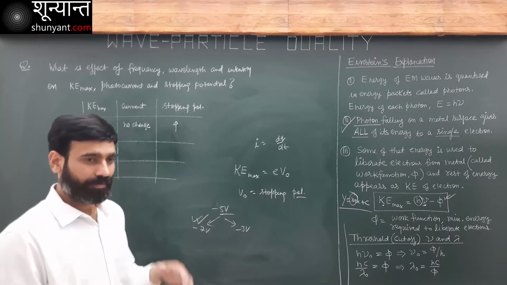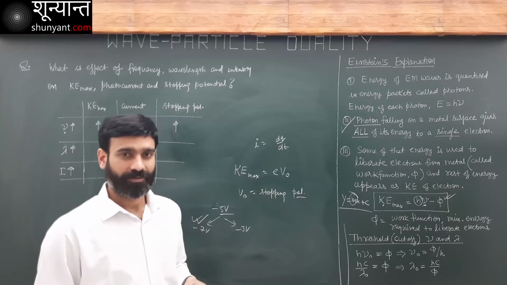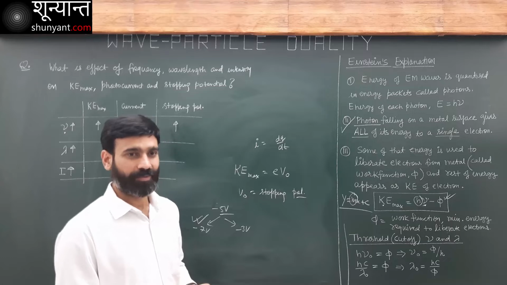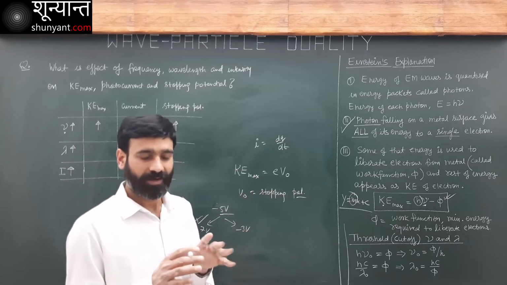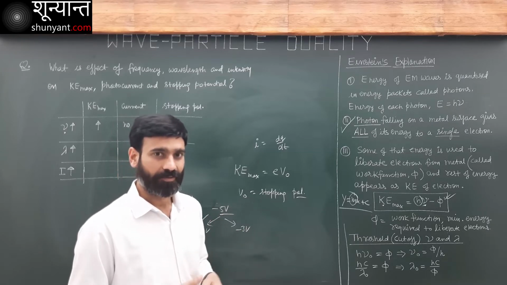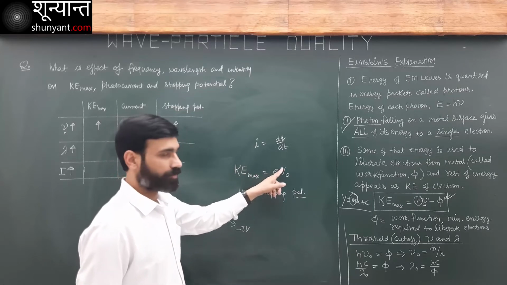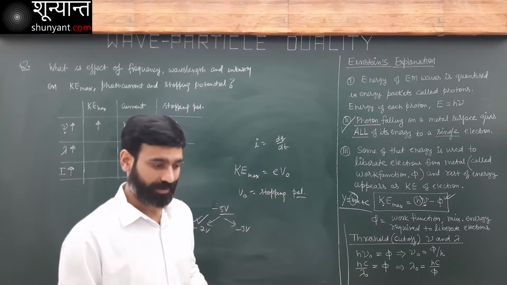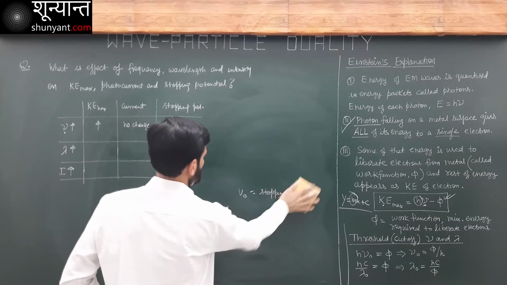Now, more negative potential is required to stop that electron. The kinetic energy has increased, so I will need more negative potential to stop it. It will become more negative. Generally we do not like to get confused in these things. We talk only in terms of magnitude. The magnitude is going to increase. And anyway, this is positive, so it is written like this. That means I am thinking in terms of positive only, not negative. Understand this?